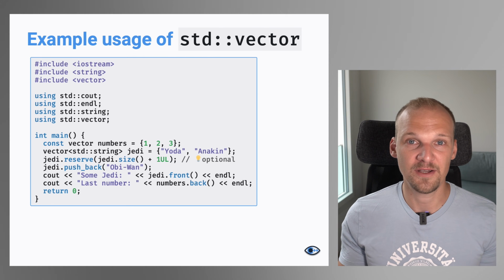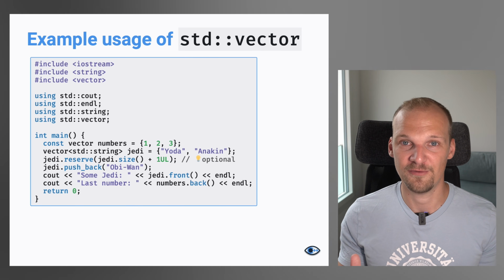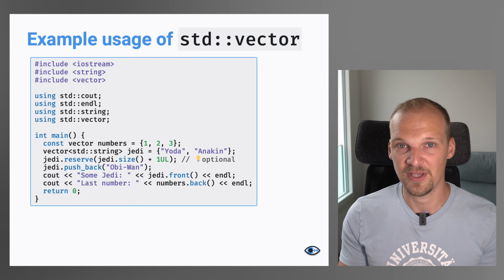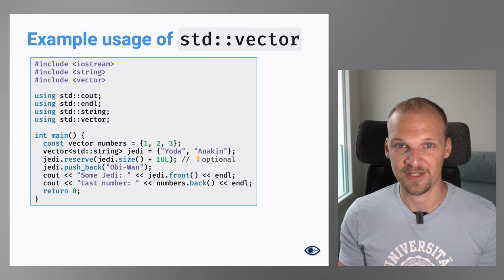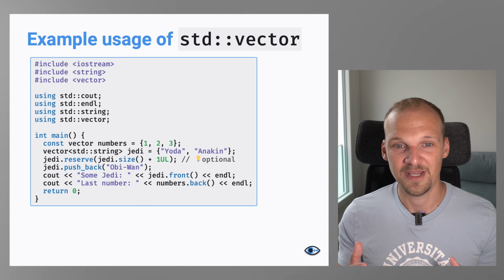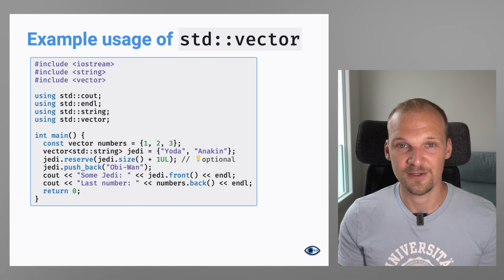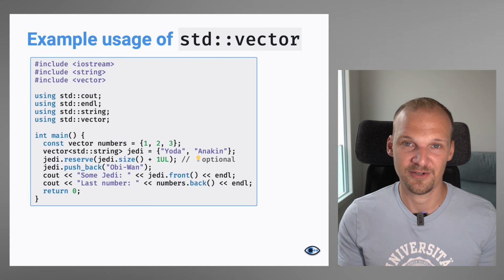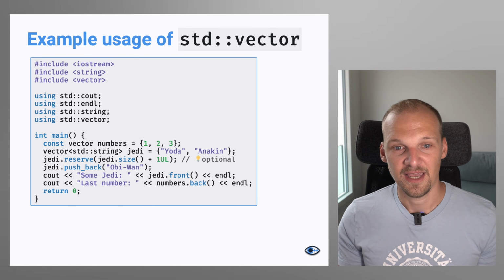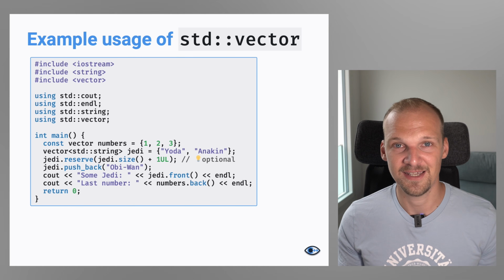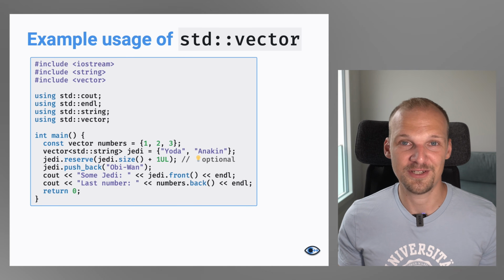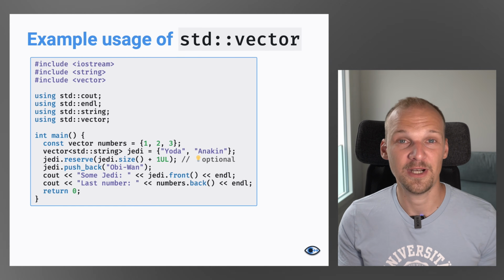So let's walk through a small example of everything stuck together with the vector, and you can see it on the screen right now. We basically start with some includes: we include iostream, we include the string and the vector headers, and then we use a bunch of usings. If you don't know what this using is, then go ahead and watch the previous video on the topic, where I talk about this.